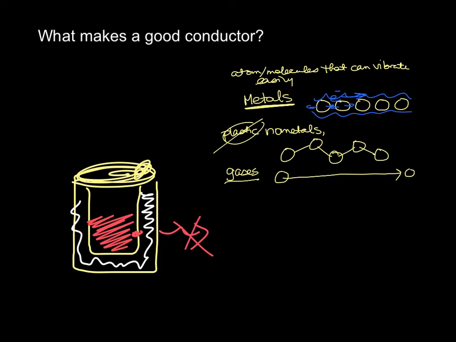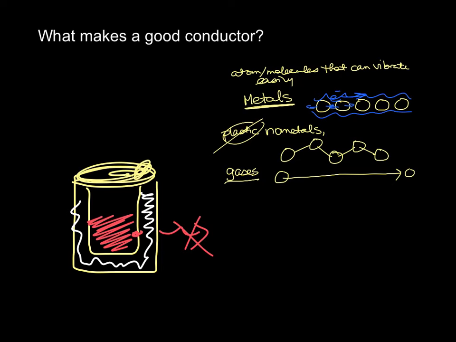It can't get there because it has to go through this space here in the middle, where there are no molecules to transfer that energy. And so it doesn't really get out very well. That's why these are good insulators.